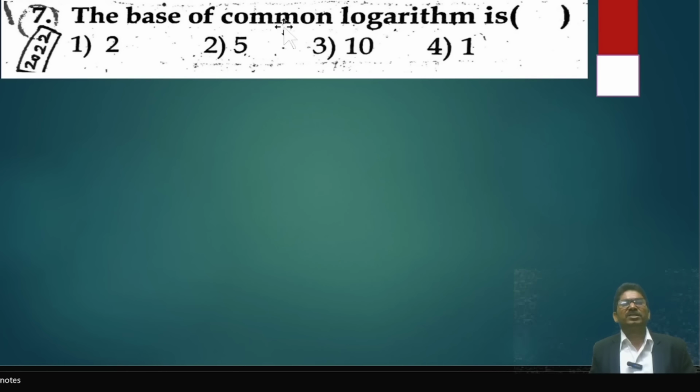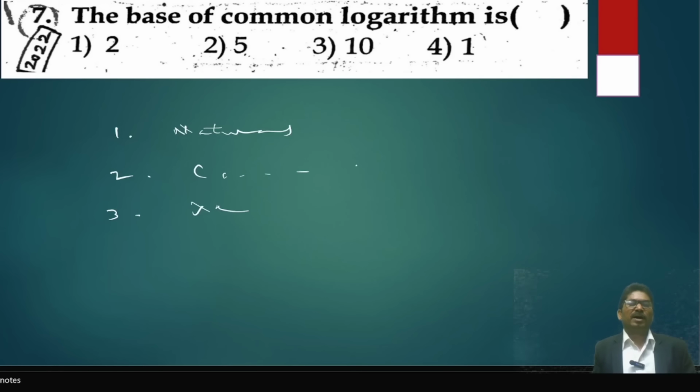Question number 7. The base of common logarithm is? There are 3 types of logarithms, children: natural logarithms, common logarithms, and Napier logarithms. So the base of common logarithm is 10.